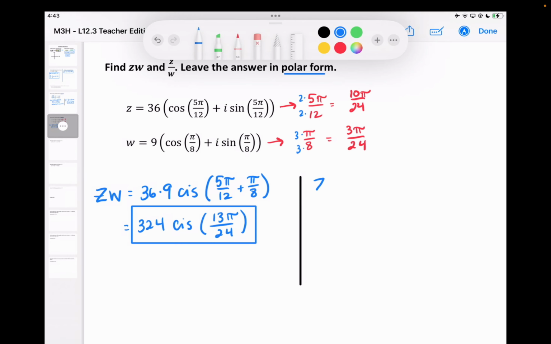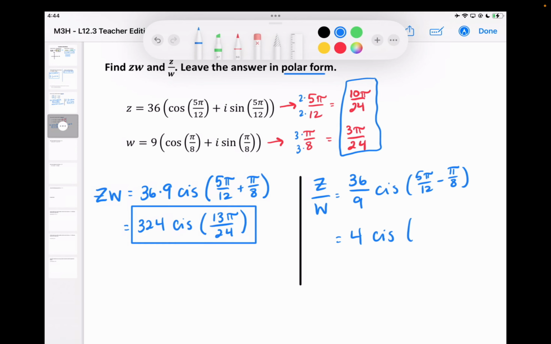Let's do division. So z divided by w, so I'll do 36 divided by 9. And then this time we are subtracting them, which we now have a common denominator, so that will make life a lot easier for us. So 36 divided by 9 is 4. And then I'll keep the shorthand, but 5 pi twelfths minus pi eighths, remember we're going to come back to this, so that's really just 10 pi 24ths minus 3 pi 24ths, which is 7 pi 24ths. So that's kind of how multiplication and division work.